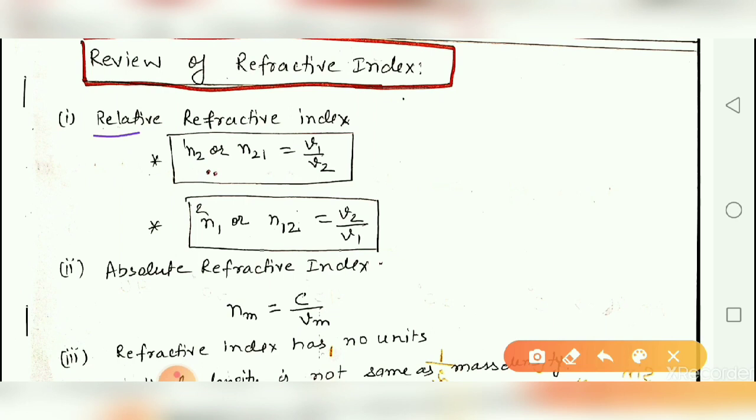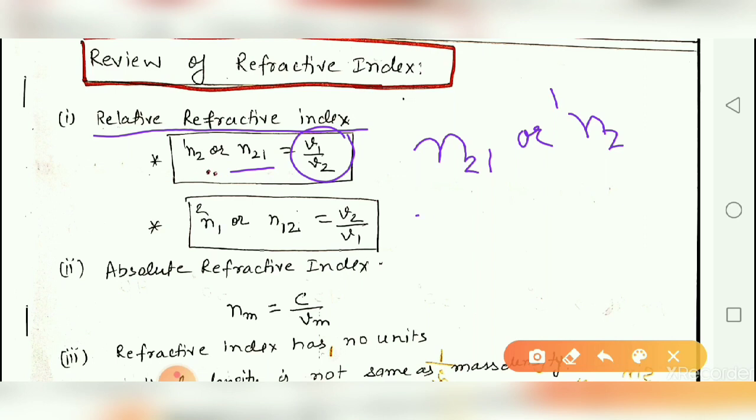First one is relative refractive index. That is refractive index of medium 1 with respect to medium 2. Like how we will write, this is n21. So here this is refractive index of medium 2 with respect to 1. And as we know, it is a ratio of the speeds in different media. So it is v1 upon v2.